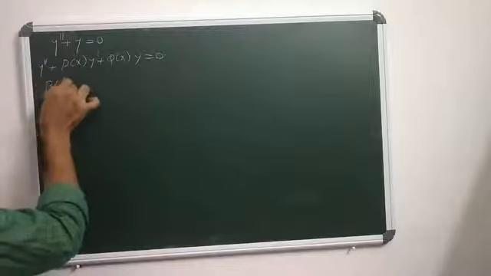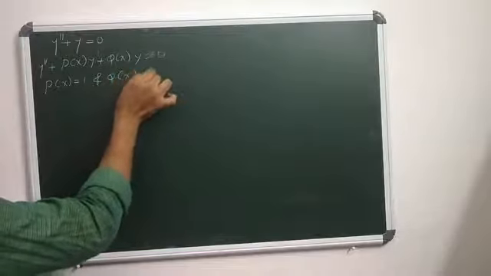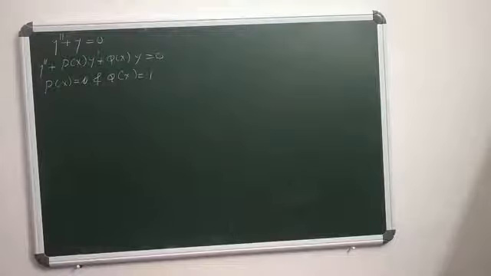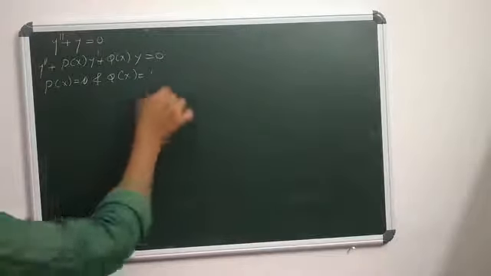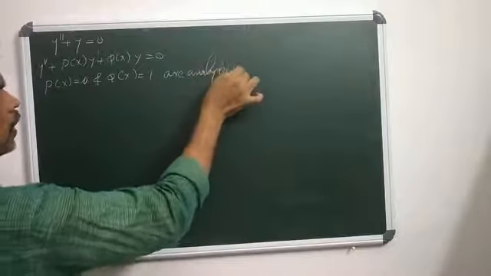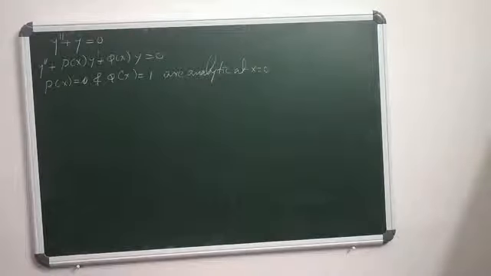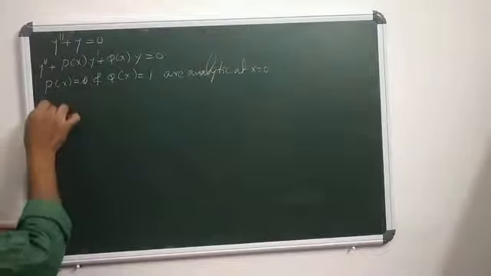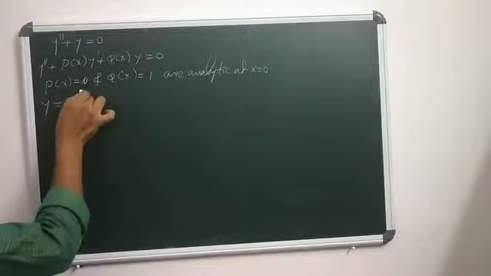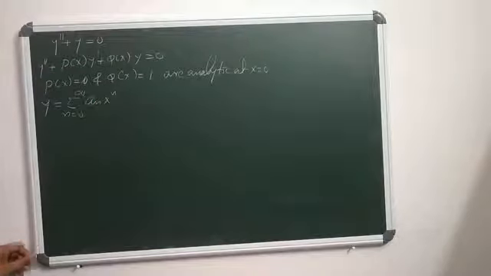When compared with the given equation, we have p of x equals 0 and q of x equals 1. Both p of x and q of x are analytic at x equals 0. Since they are analytic at x equals 0, we may assume that y equals sigma n ranges from 0 to infinity a n x power n is a solution.